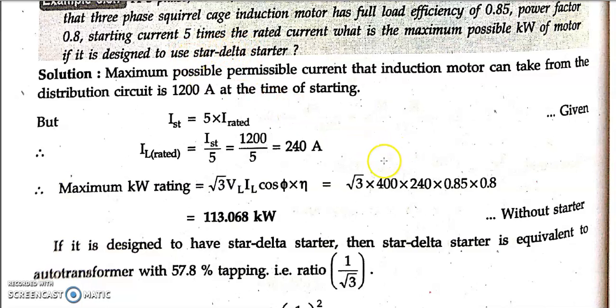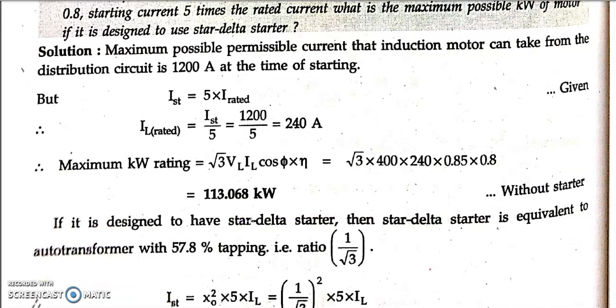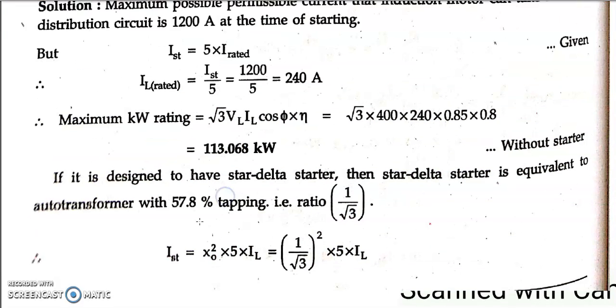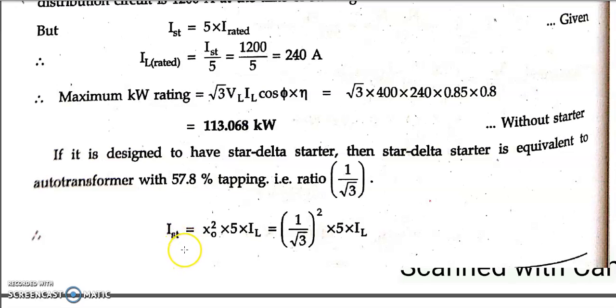So now I'm going to calculate the maximum kilowatt rating of your three-phase squirrel cage induction motor by using a star delta starter. And we know that I start supply is equal to x square times that of I start motor. Just remember, once again I'm going to repeat, I start supply is equal to x square times that of I start motor. But I start motor is nothing but 5 times of IL rated. I'm going to substitute I start motor by 5 times of IL rated.